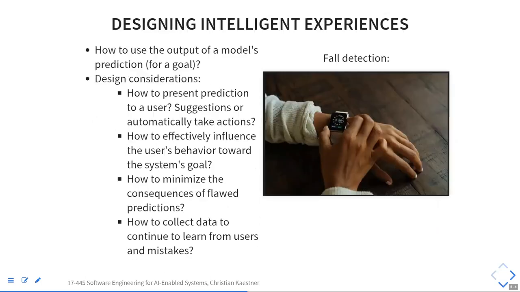So let's talk about the other example here, fall detection. Right, so you're predicting whether somebody has fallen and needs medical attention, right? So that's a goal. The overall goal is save lives, maybe, right? Get help when somebody needs help. So your device, let's say a smartwatch, can predict whether somebody has fallen and can predict whether maybe you should call the ambulance. How would you present the prediction to a user?